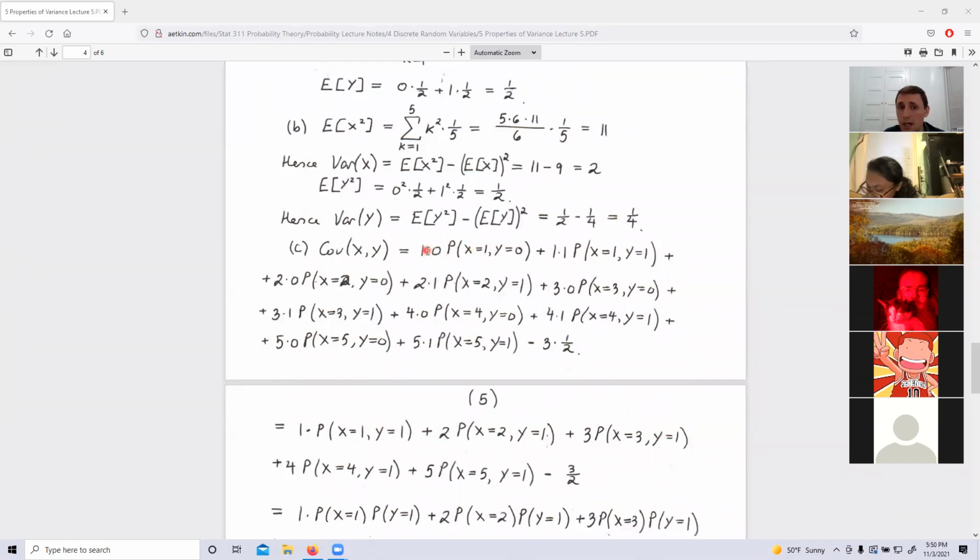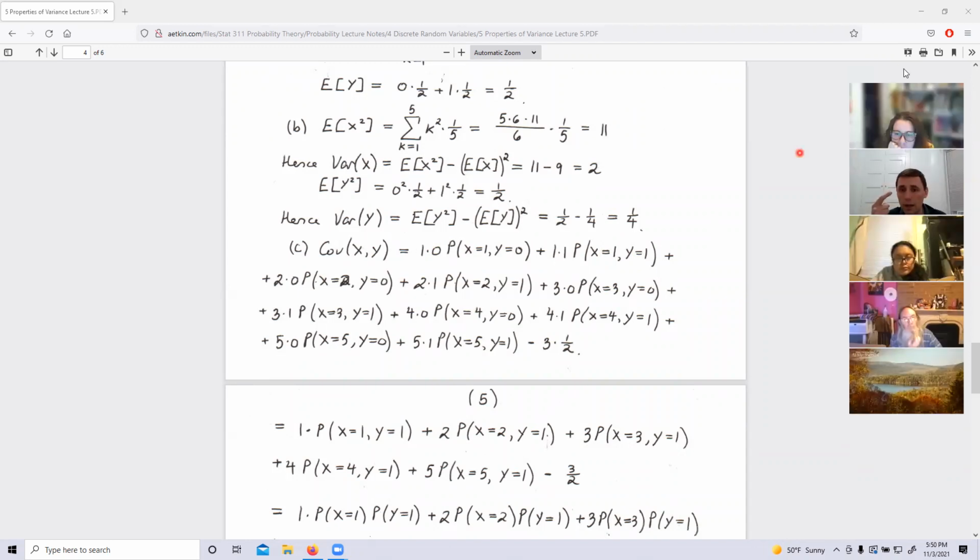So what can x be? X can be 1 and y can be 0. X can be 1 and y could be 1. Right? So how many total combinations can we have? X can be 1, 2, 3, or 5, and y is either 1 or 0. So there are a total number of 10 summations to consider. Do you agree? Do you see that?